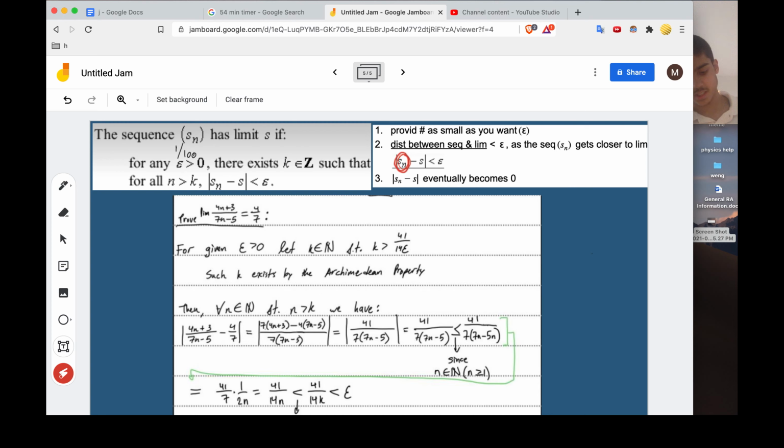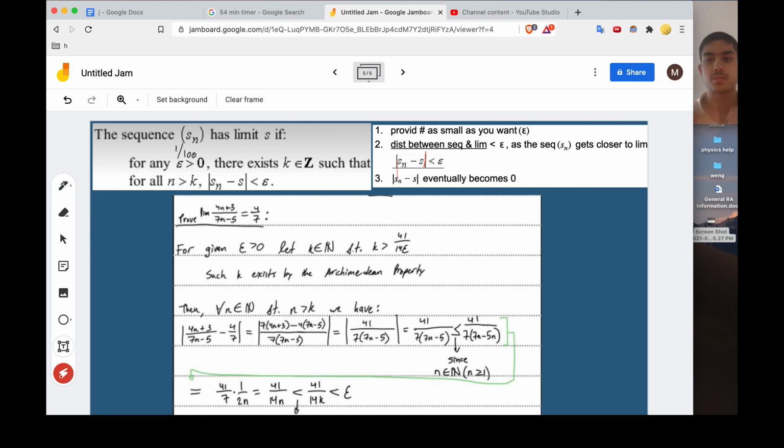So the sequence s of n minus s, right? This is very small because n is very, very big. It's getting bigger than k. n bigger than k is just saying that k can be something very big, and k is just an integer. So s of n is a number that is in the sequence and is getting very close to the limit.